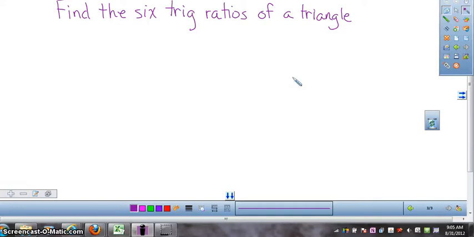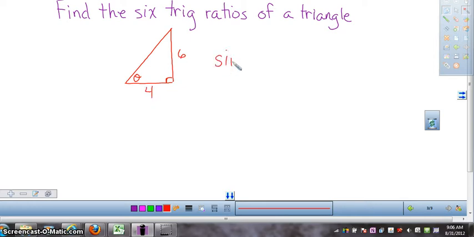Okay, we're going to look at how to find the 6 trig ratios of a triangle. We're going to do 2 different examples. We're going to start with a right triangle. And let's define a theta. Our book likes to use theta. Let's say that this side is 6, and this side is 4. And we want to find our 6 trig ratios.